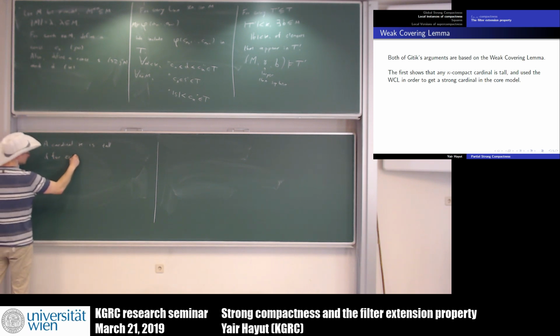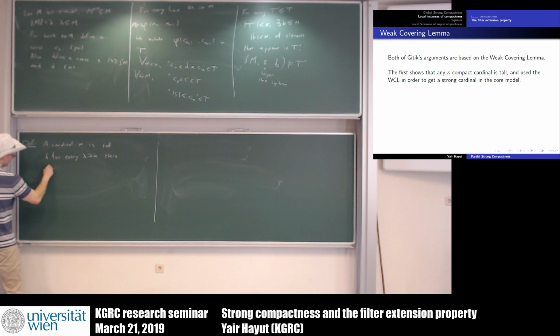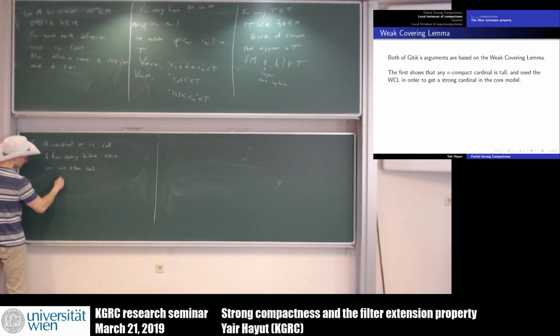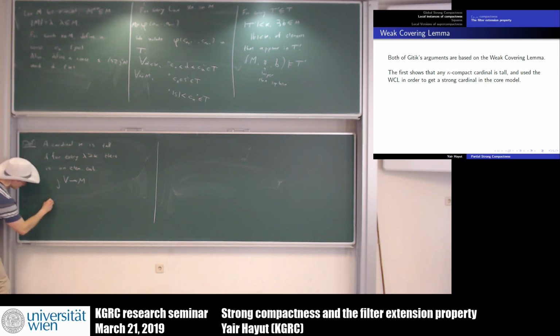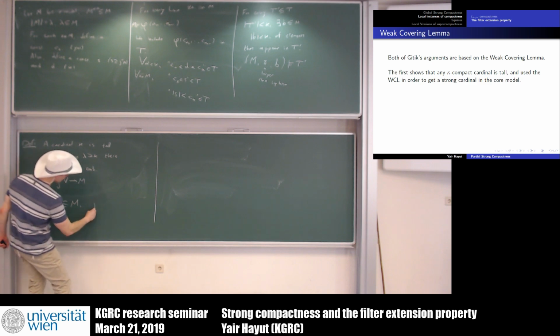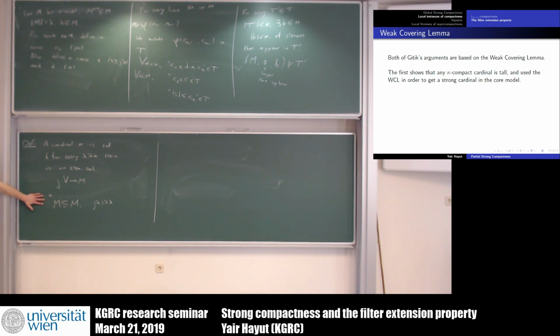A cardinal kappa is tall if for every lambda there is an elementary embedding J from V to M, such that M is closed under kappa sequences, and J of kappa is large. This is basically the non-trivial part. Removing the assumption that M is closed under kappa sequences, it would be just a measurable cardinal. You can just iterate a measure long enough and make J of kappa as large as we want. But assuming that M is closed under kappa sequences actually makes it very, very strong.